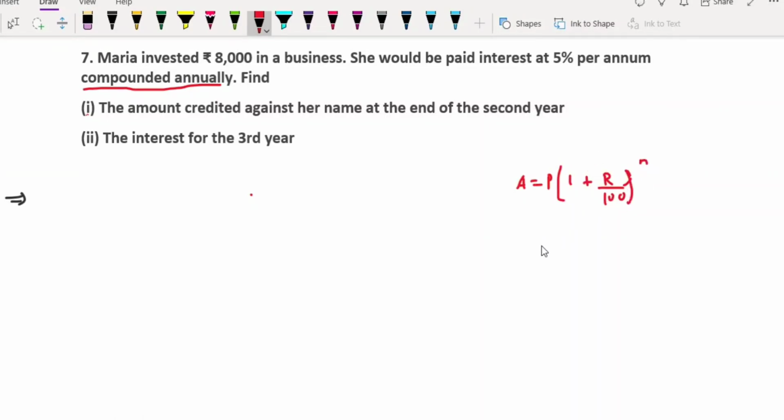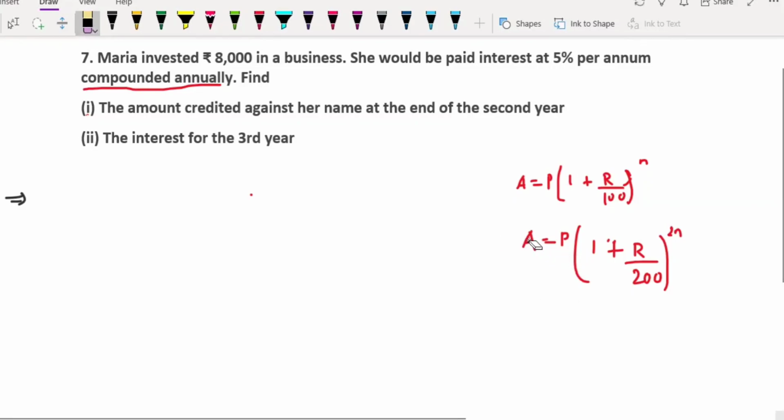If they ask us to find compounded half yearly, then the formula is amount is equal to principal of 1 plus r by 200 whole to the power of 2n. That's the formula for compounded half yearly. But in this question, they are not asking for compounded half yearly, they are asking for compounded annually. So let us go with the first formula. Let us erase this one.